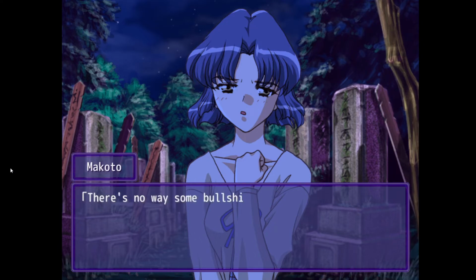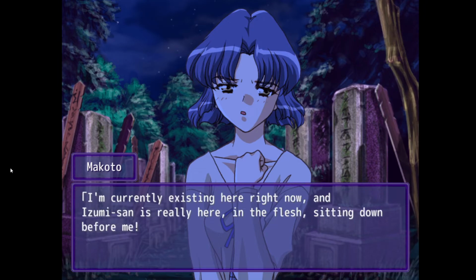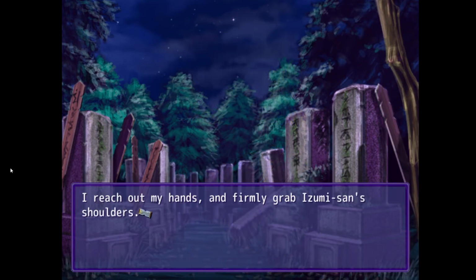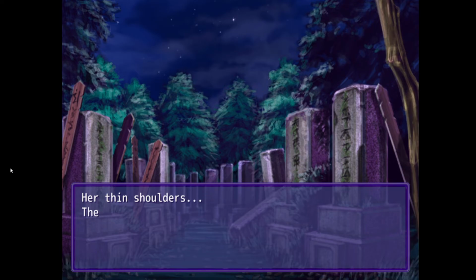I instinctively stand up. There's no way something like that is true. It has nothing to do with Curie syndrome or Schrödinger. We're currently existing here, right now. Izumi-san is really here, in the flesh, sitting down before me. That's the truth. That's the only reality. I reach out my hands and firmly grasp Izumi-san's shoulders. Her thin shoulders. They almost feel like they could break right now.